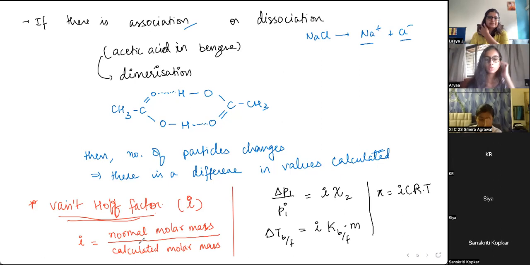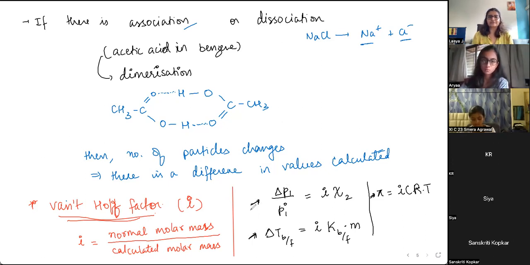How do we categorize by looking at the i value whether it is association or dissociation? Yes, we'll come to that. Once you've finished noting this down, we'll talk about the significance of the i value.